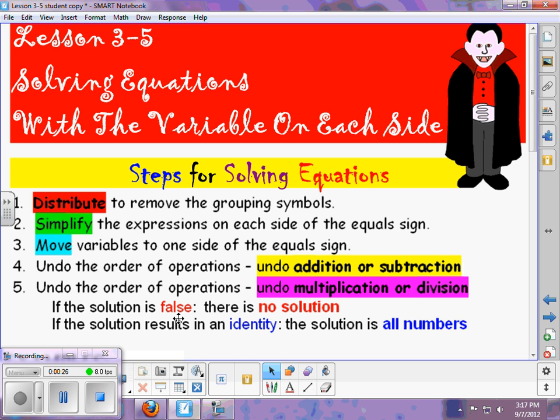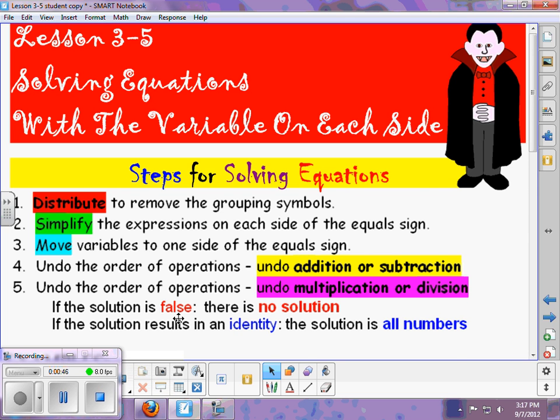Again, step 1 was to distribute. Step 2 is to simplify and combine like terms. Step 3 was to move the variables to one side of the equal sign, and then steps 4 and 5, undo the order of operations, undo addition and subtraction, and undo multiplication or division.